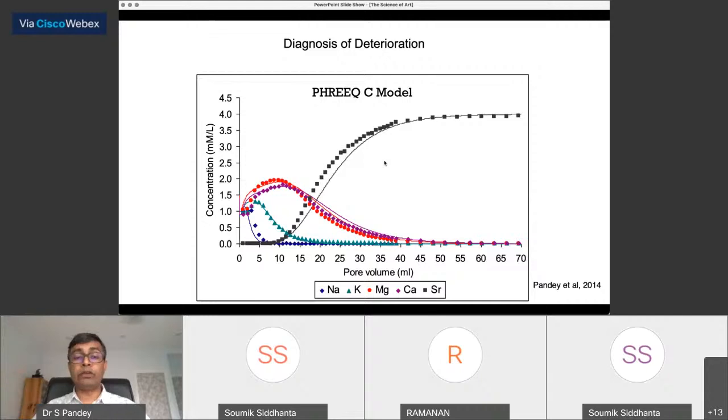Something which is eluted at the surface, crystallized at the surface, would not be that dangerous as compared to something that is retained inside. So the salts that are retained inside the matrix of the stone are much more dangerous in terms of their ability to deteriorate the stone. So this was the study.